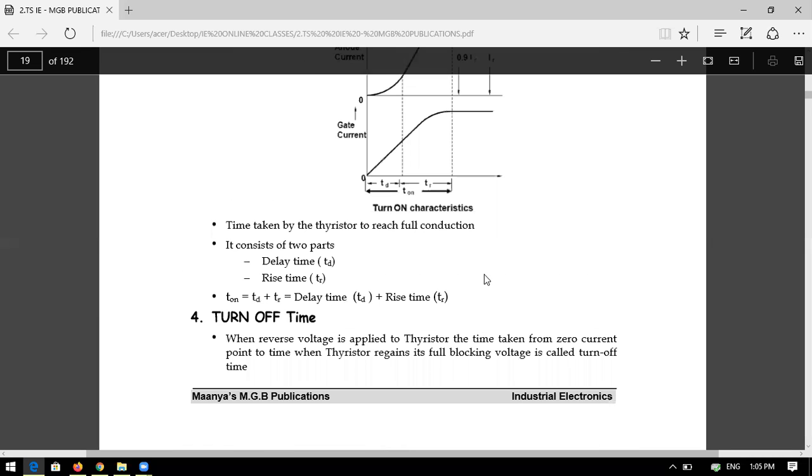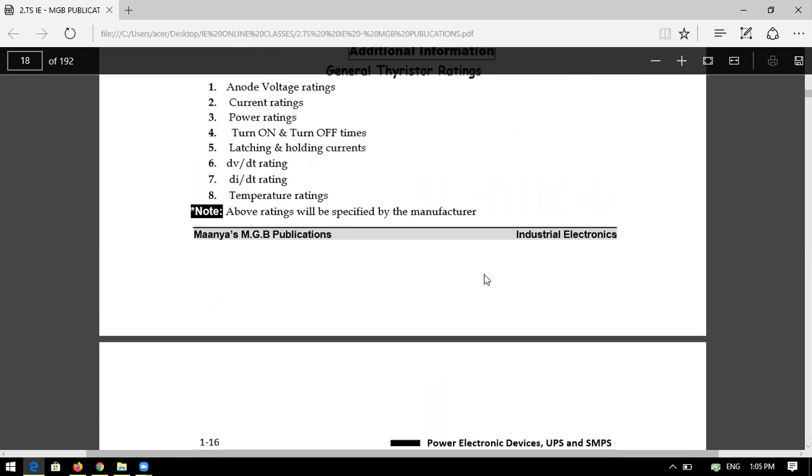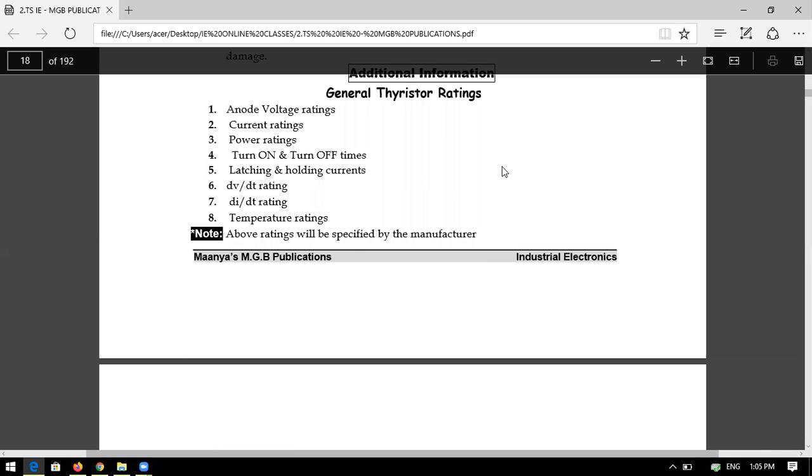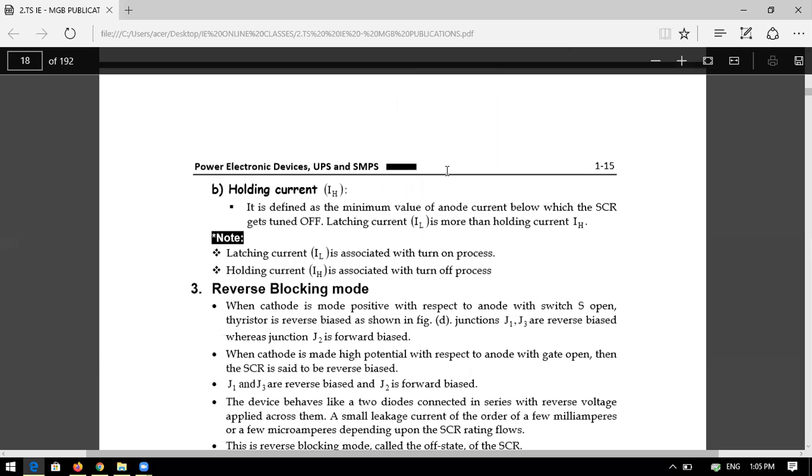Before that, we have to summarize this session. What have we learned today? What are the important parameters, the important thyristor ratings? Tell me one.